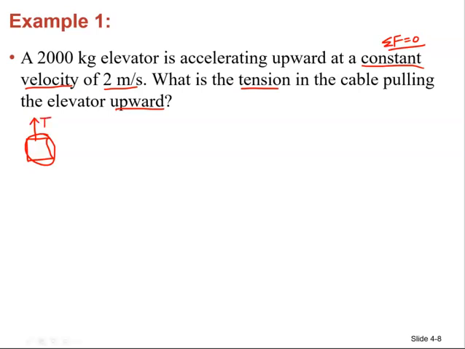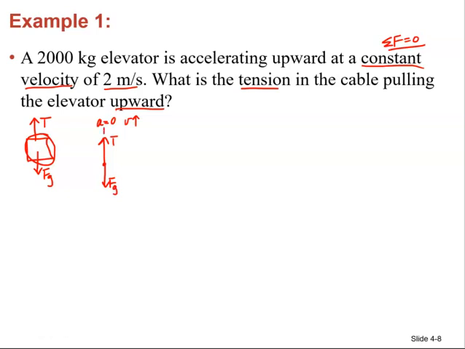So I have one contact force, and that's tension in the upward direction. I have the weight force pulling down. That's our non-contact force. So now I'm going to do my net force equation. In this case, I know my acceleration is equal to 0. My velocity is in the upward direction. So in my free body diagram, tension and the weight force are going to be the same size because they are in equilibrium, and my acceleration is 0.